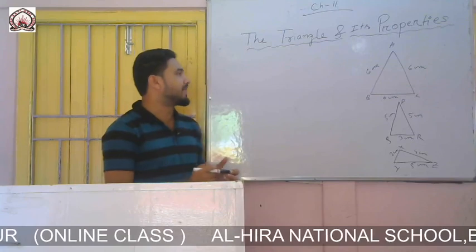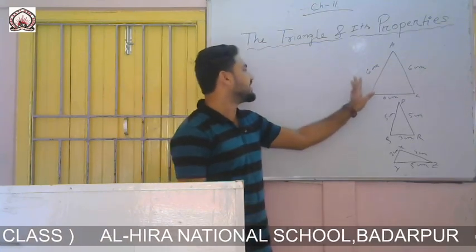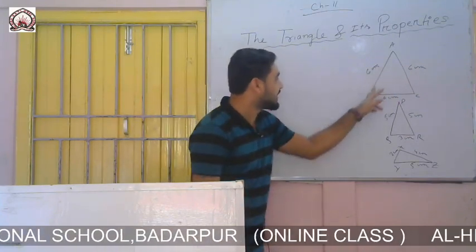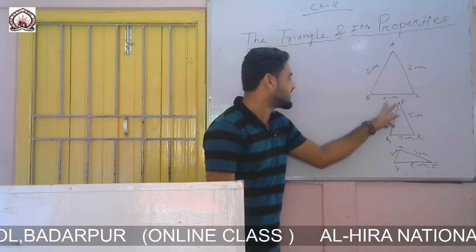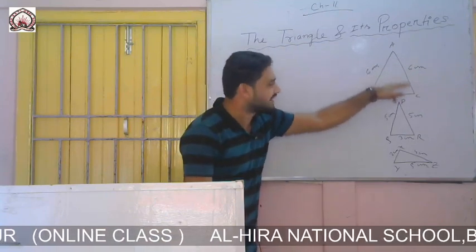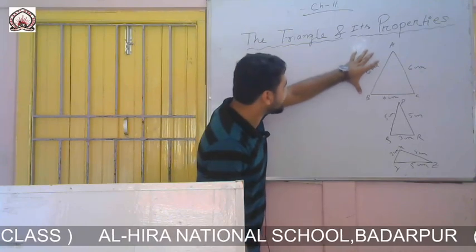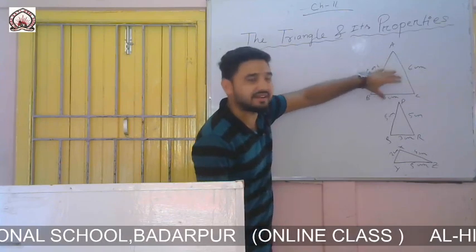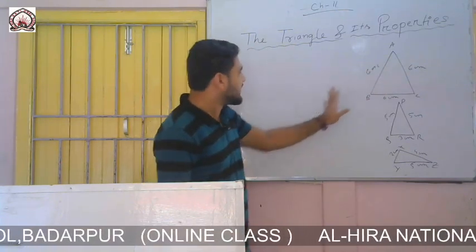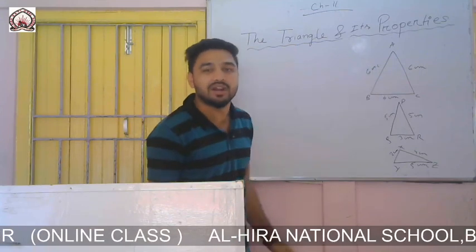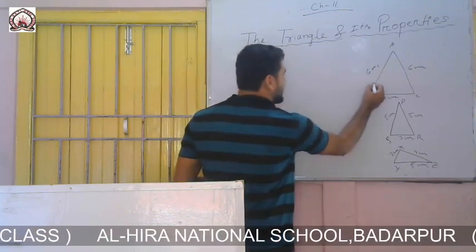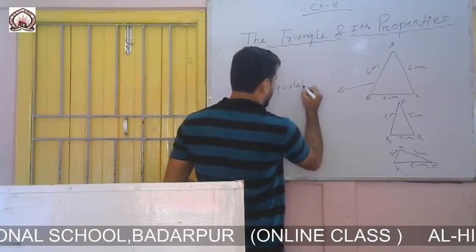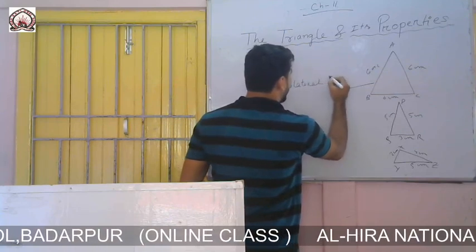So just look at the blackboard and see. You see in the first case, all the three sides are equal. You can see the measurement also, 6 centimeter, 6 centimeter and 6 centimeter. In this triangle, all the sides are equal, that is AB equals AC equals BC. Then if all the sides are equal, we call it an equilateral triangle.